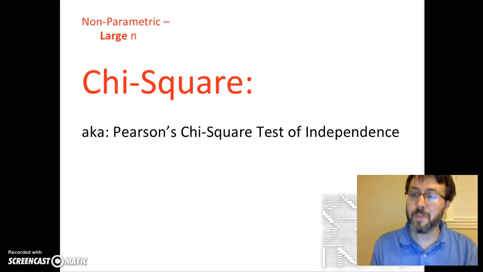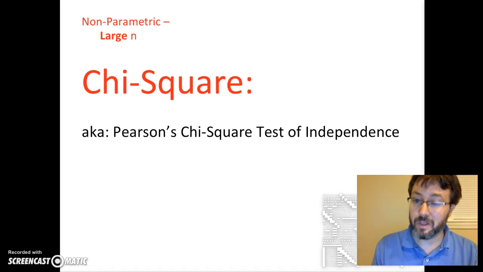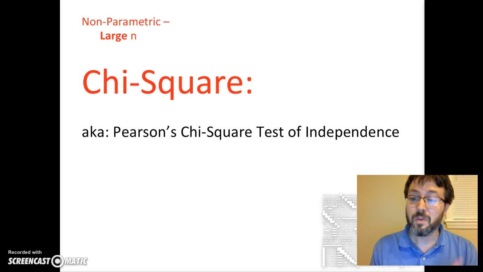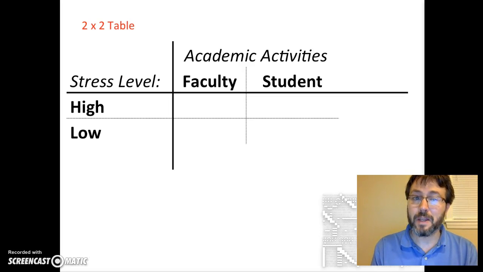Chi-square is a non-parametric test. It doesn't assume a normal distribution of data, but it is used for large sample sizes. And it also goes by the name of Pearson's chi-square test of independence. And I want to unpack that a little bit and show you a common tool in epidemiology and statistics that is the basis for this test, because this concept really is a building block that you'll come back to repeatedly in your statistical life. And that's a 2x2 table.